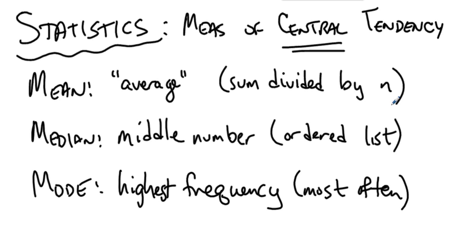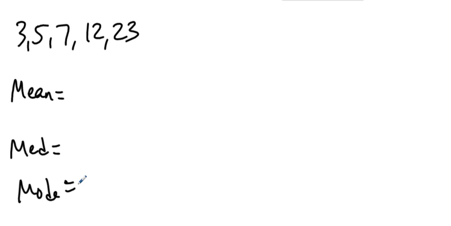Excellent. So I've got a set of data, 3, 5, 7, 12, 23. Looking for mean, median, mode. And some of those things are easier to answer than others. There is no mode. And there is no mode because, guess what? No number appears more frequently than the others.